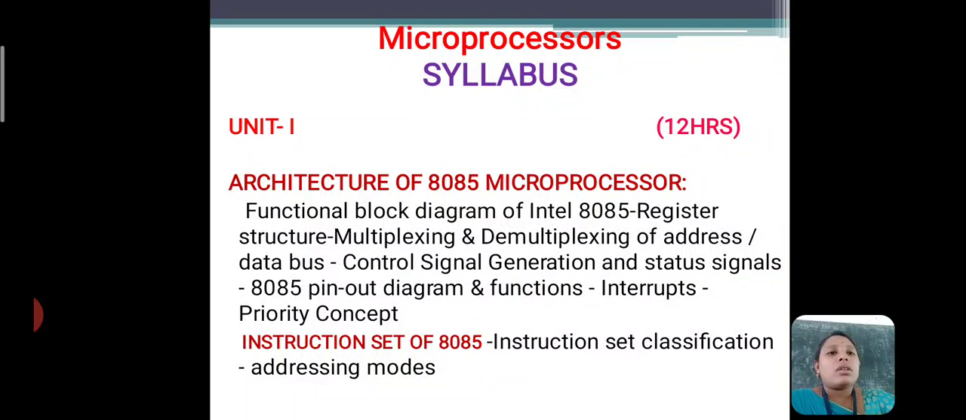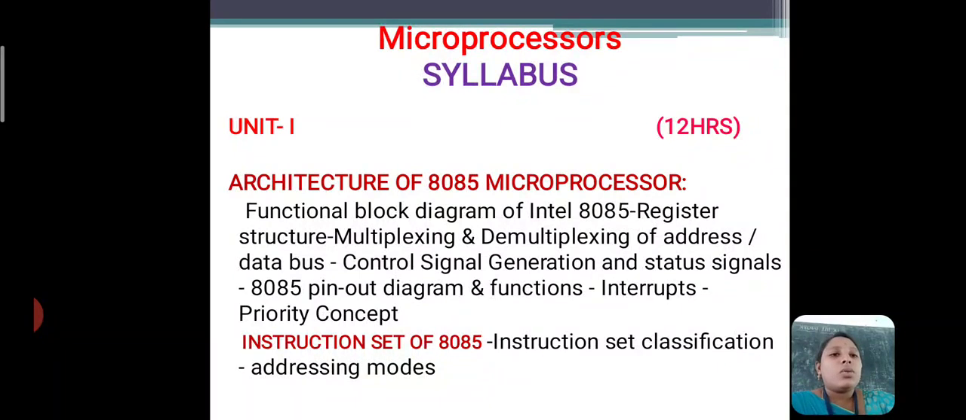Next, instruction set of 8085. Next, instruction set classification, addressing mode. Instruction set, what is an instruction? An instruction is nothing but a command given to the computer to perform a specific task. In this we have an instruction set present in the 8085 microprocessor.